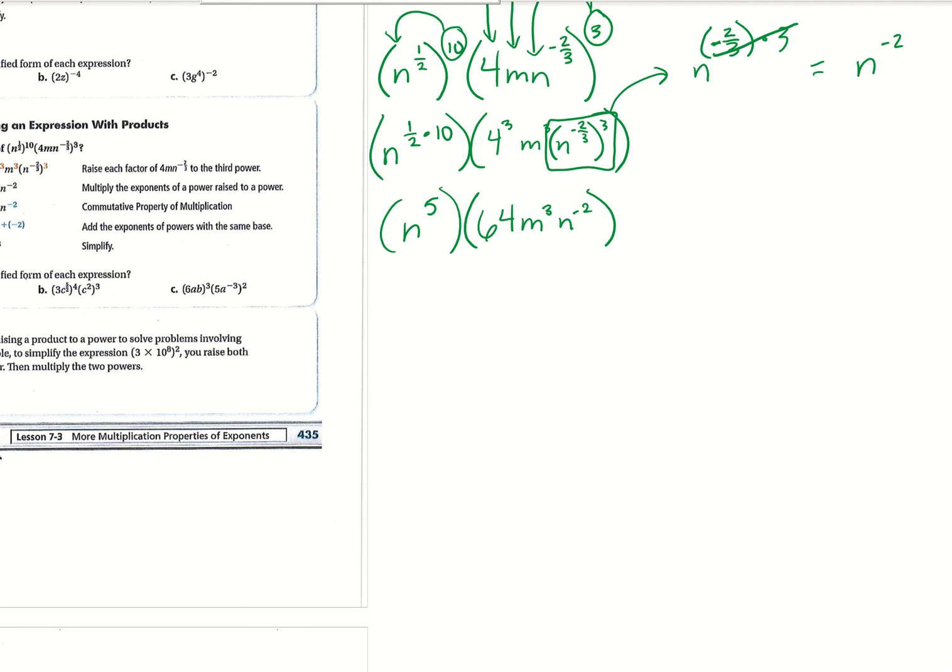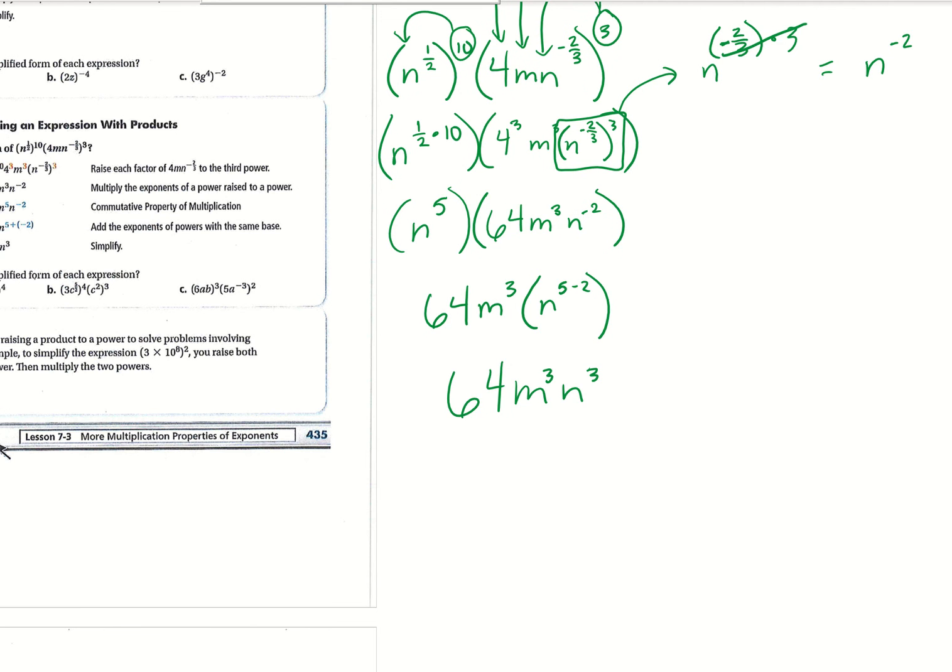So then I just simplify, right? So I'm going to put the n's together. So to do that, I'm going to have 64m to the 3rd times n to the 5th minus 2, which will give us 64m to the 3rd n to the 3rd. Okay, and that should be it.